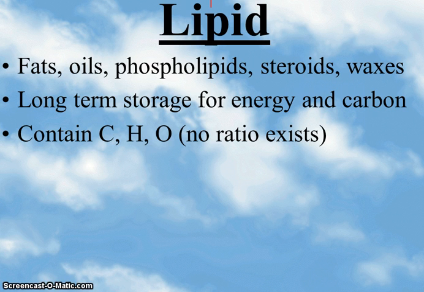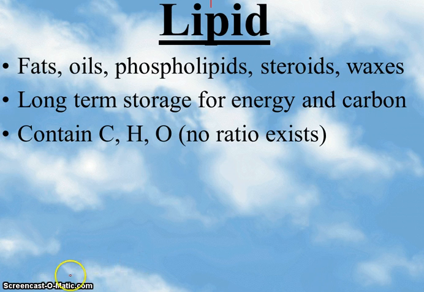Now, the elements that lipids contain are C, H, and O. If you think about it, that makes sense because carbohydrates are also CHO, and their function is energy. And we know if we eat too many carbohydrates, it turns into fat. Now, before with carbohydrates, we had a ratio. We had a 2-to-1 ratio between hydrogen and oxygen. We do not have a ratio for lipids.